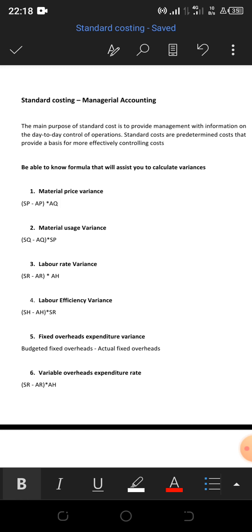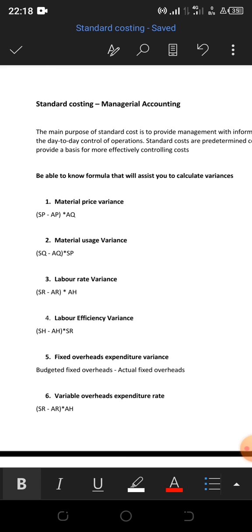Then the labor rate: we want to see whether the labor rate has been used sufficiently or not. The formula says that we have to take the standard rate, then compare it with the actual rate. If the actual rate is higher, this simply means that we are unfavorable. Why? Because we have spent higher than what we budgeted. This is not good for a business. If we plan that we're going to pay 50 rand and at the end of the day we end up paying 100 rand, that's called unfavorable.